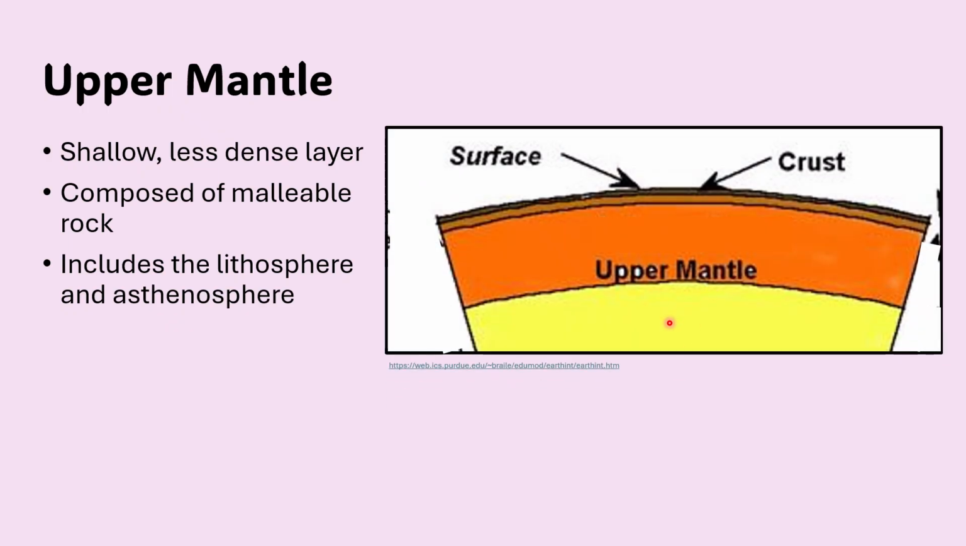So in this image here, we can see the crust, which holds the oceanic crust and the continental crust that we previously talked about, and right beneath is the upper mantle.